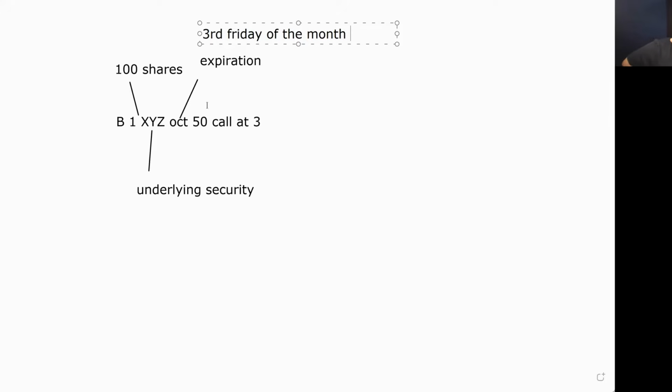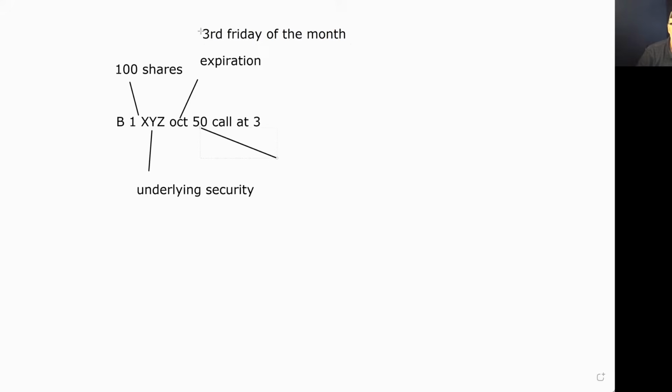Now, so again, you can stop trading at 4 p.m. You're done trading it. You have till 5:30 to exercise unless it's automatically done. And then it expires at 11:59 on the 3rd Friday of the month. Boom.